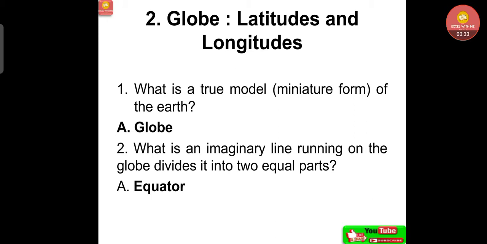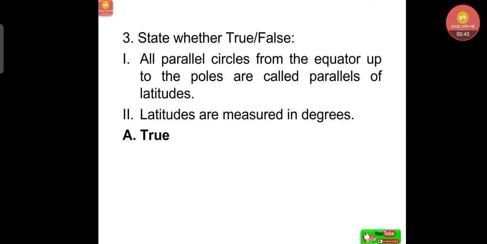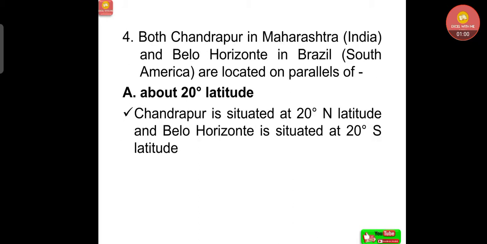What is a true model, that is miniature form of the Earth? That is a globe. What is an imaginary line running on the globe that divides it into two equal parts? That is the equator. Now state whether true or false. All parallel circles from the equator up to the poles are called parallels of latitudes. Now latitudes are measured in degrees. Both the statements are correct.